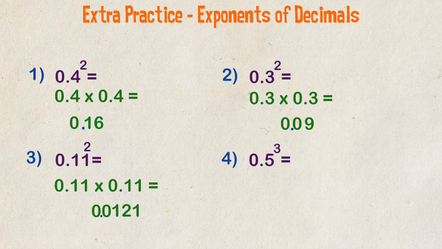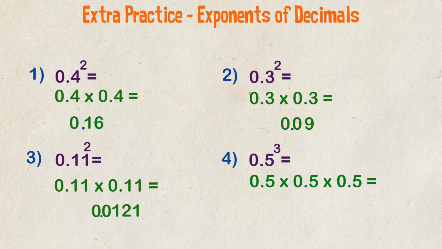Last example, 0.5 cubed. We write down 0.5 times 0.5 times 0.5. We multiply 5 times 5 times 5, and we get 125. We move the decimal to the left 3 spots in total, and we get 0.125.